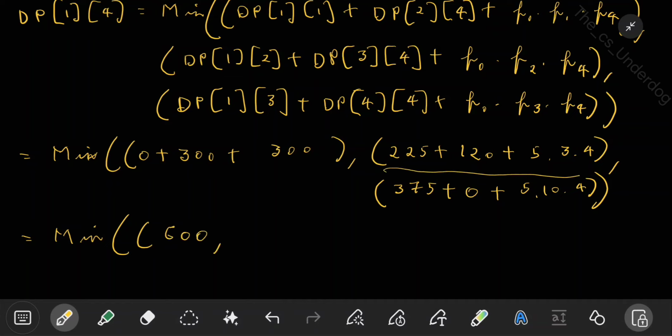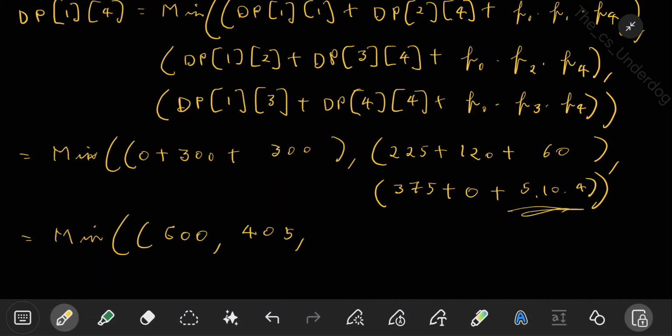What about this one? Here you have 225 plus 120 plus what is 5 into 3 into 4? 5 into 3 is 15 and 15 into 4 is 60. So you have this as 60. 60 plus 120 is 180 plus 225 will be 405. So you have 405. What about the next one?